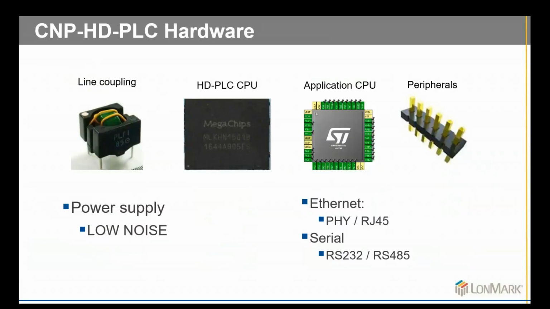So what do we need to do to make own hardware or to create a LON HD-PLC device? At first, you need to have a line coupling unit. So you see that on the left side. That's pretty simple, and it's pretty cheap. You see it's just a single coil with 2 pieces of wire, and that's all. That makes it very simple compared with narrowband technologies. We need to have, of course, an HD-PLC CPU, which is running the HD-PLC software stack. And we need to have an application CPU, which is running your application and driving the inputs and outputs.